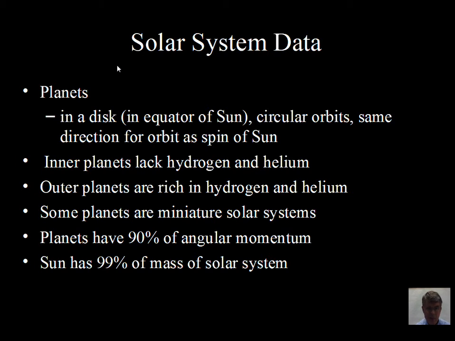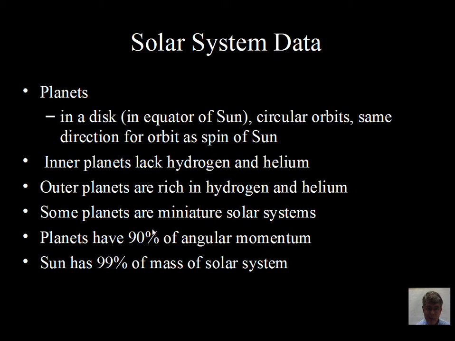They're basically in a disk, and this disk is above the equator of the sun, around the equator of the sun. The planets' orbits are nearly circular. There's some eccentricity, but nearly circular, and the planets all orbit in the same direction that the sun is spinning. The inner planets, as we've talked about before, lack the hydrogen and helium. The outer planets have an abundance of hydrogen and helium, and some planets are miniature solar systems, especially Jupiter and Saturn, which have a satellite system of regular satellites in the plane of their equator.